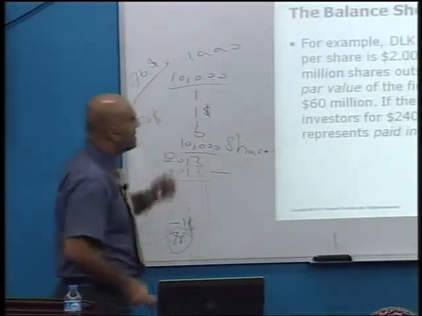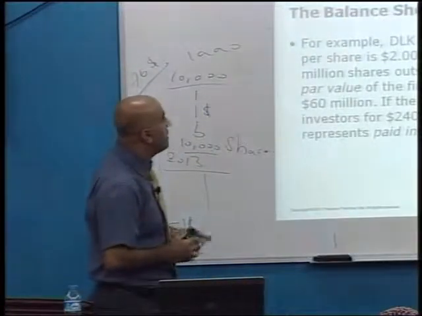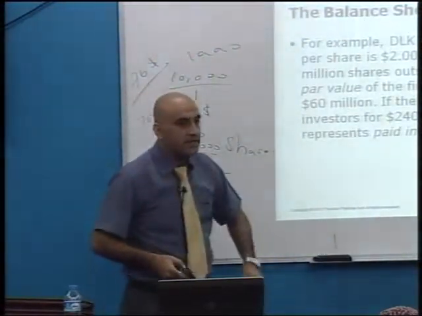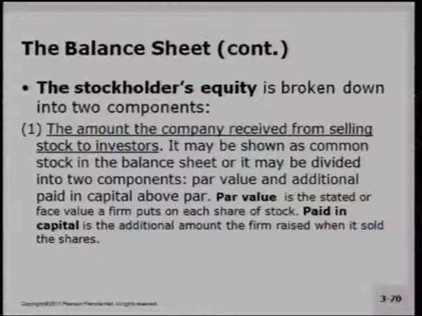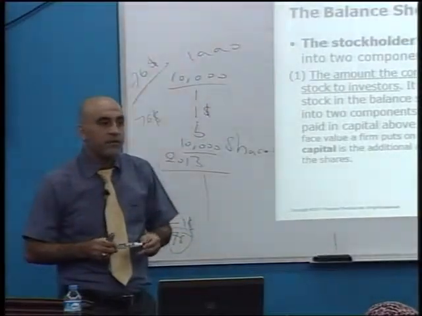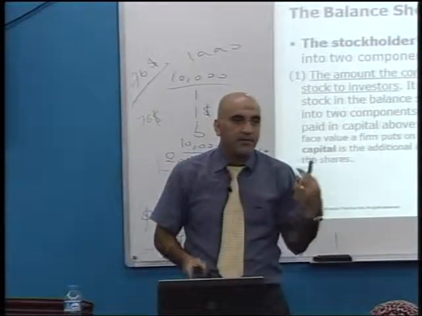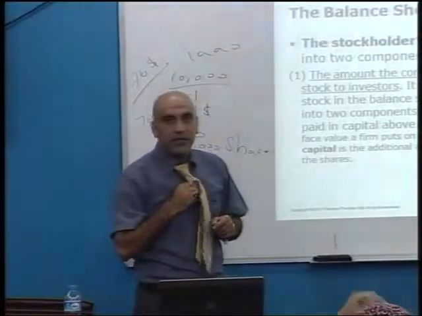For example, DLK Corporation's par value is $2, and the firm has 30 million shares outstanding, such that the par value of the firm's equity is $60 million. If the stocks were issued for $240 million, we will go back to this example in the next meeting. Okay, so let's just stop here, and inshallah in the next meeting we will carry on and talk about the example. Just remind me to talk about this example to differentiate between the par value and the paid-in capital value. Okay? Any question?